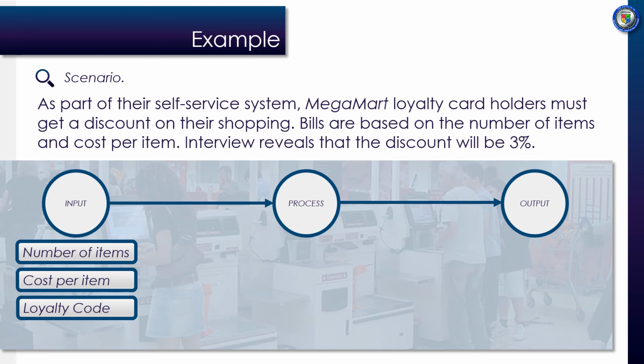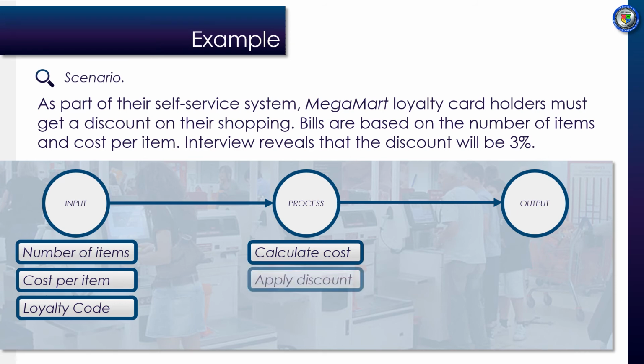Our processes will again be performed on the inputs that we have identified here. Those processes will be calculating the cost and applying the discount. The output will be generated from our processes, and this will be our final bill. These have been two good examples of how our inputs, our processes and our outputs have been identified.